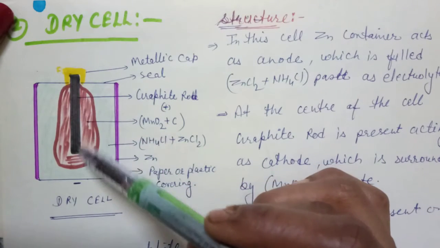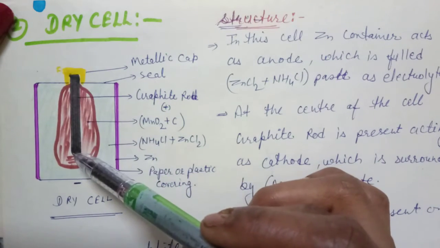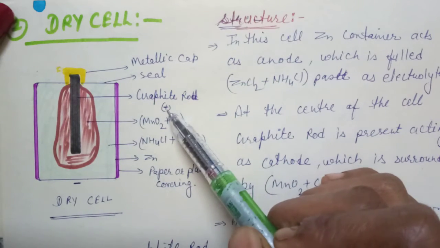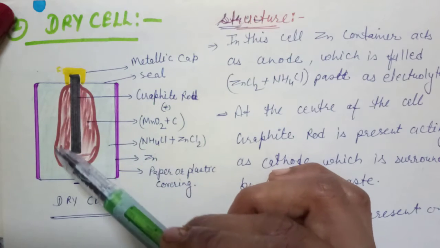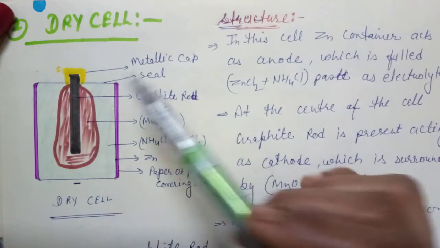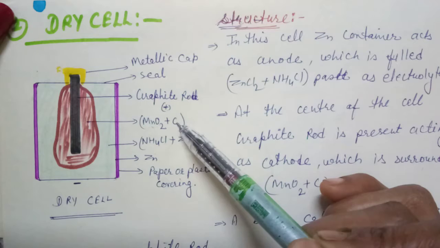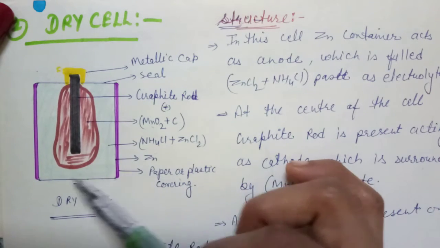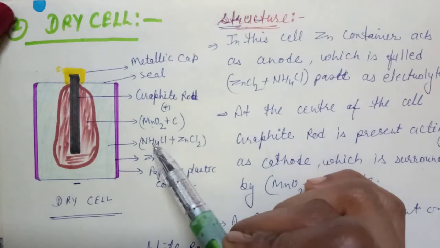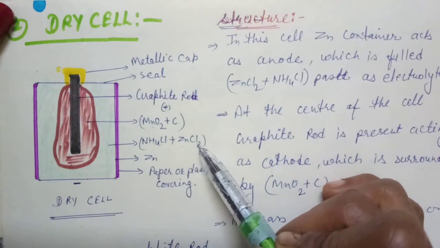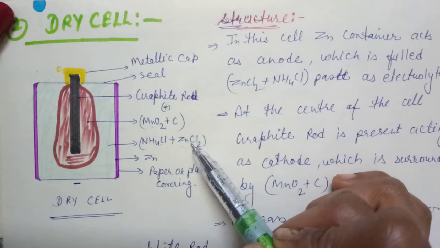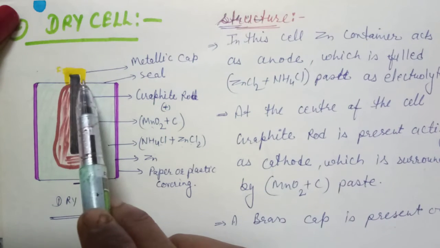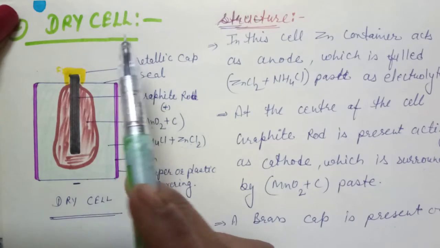One graphite rod present in the middle of the container acts as the cathode. Surrounding this cathode, a paste of MnO2 and coal is filled. In this space a paste of NH4Cl and ZnCl2 is filled, which acts as the electrolyte, and here a metallic cap is present to connect it to the next cell.